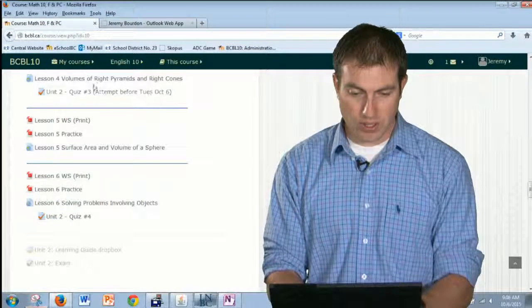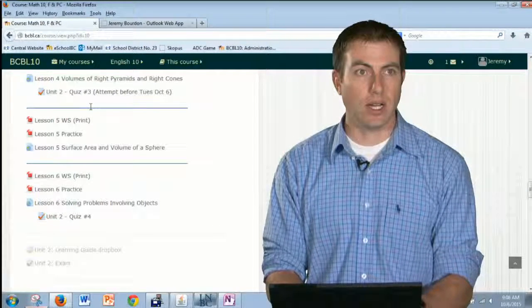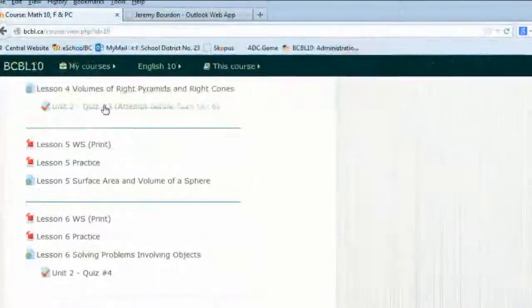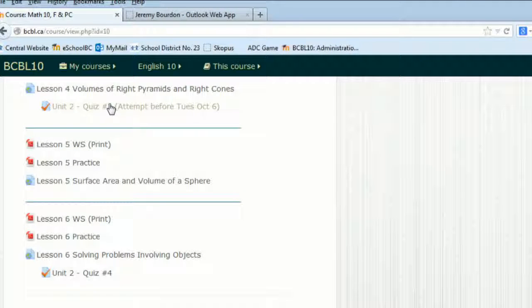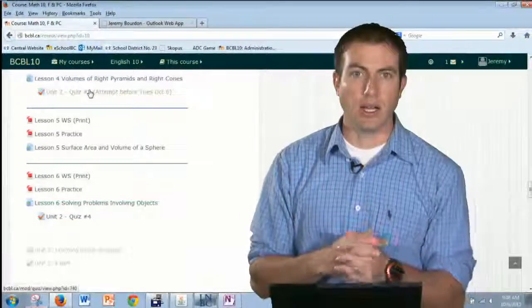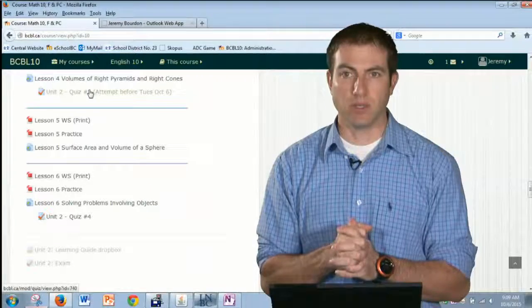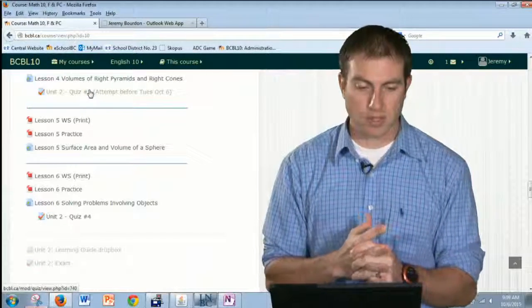I have this Unit 2 quiz number 3. I said attempt before today, and probably about 5 or 6 of you had a chance to go in and have a look at that, which is great. That's all I wanted. I'm going to go through a bunch of this stuff in class today, and I'm going to expect that you guys do that quiz today after we're done at some point before tomorrow's class.